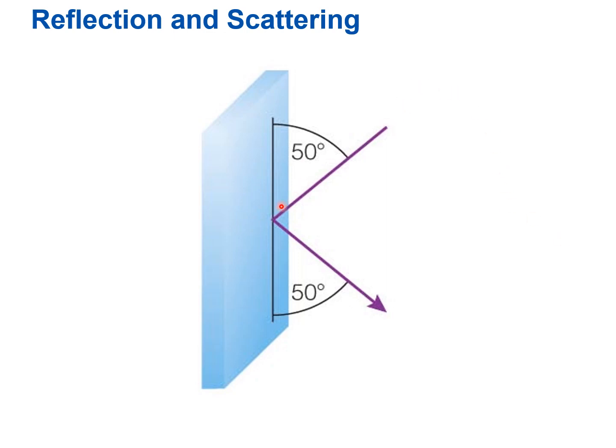Now, there's a little bit of geometry to it, very simple geometry. It's like a ball bouncing off the wall. So if it comes in at a 50-degree angle, it's going to bounce off and go off at a 50-degree angle. So that's what's called reflection.